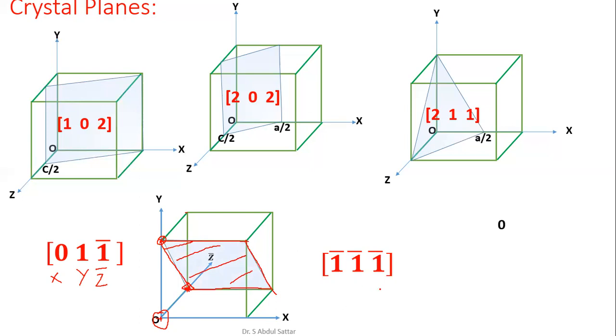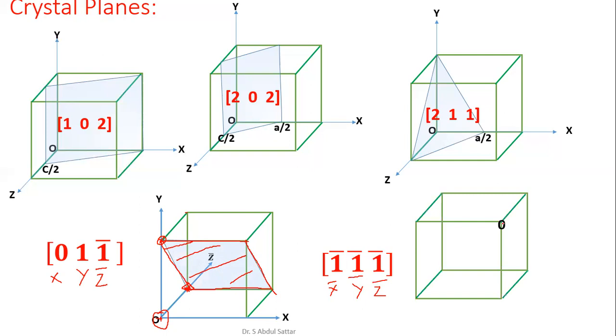Now 1 bar, 1 bar, 1 bar. All are negative. Negative x means moving leftward, negative y means moving downward, and negative z means moving inward. So this is the origin. From here it is moving inward, negative z, leftward, negative x, and downward, negative y. The x-intercept is the reciprocal of 1, which is 1, and the y-intercept is the reciprocal of 1, which is 1, on the negative axis. The z-intercept is the reciprocal of 1, which is 1 here. Join these 3 points, and this is the plane.